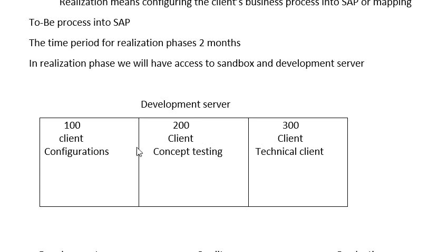All the configurations will be done in this client. Suppose I am taking 100, 200, 300 clients. All the configurations will be done in the 100 client, and they will be moved to the 200 client within the development server. Here we will create transactions and test the configurations. All the configurations which are done, like enterprise structure and partner determination, are moved to the next 200 client.